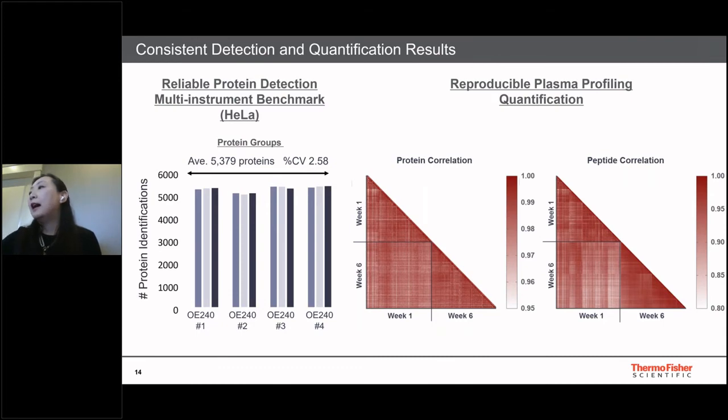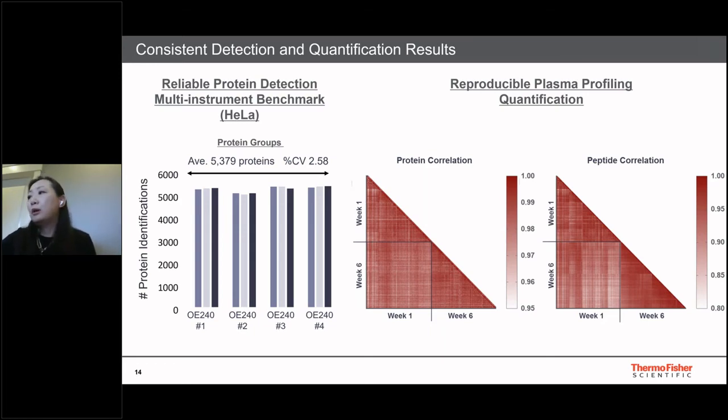We understand and agree that it takes a village to discover biomarkers, and therefore it is important that we are able to provide consistent proteomic analysis among different instruments at different times. So on the left, I want to show you our benchmark experiment from 4 different Explorer 240 instruments at 3 different sites. Less than 3% CV in protein identification was observed from this multi-instrument benchmark study.